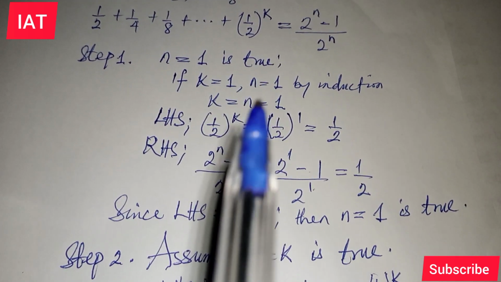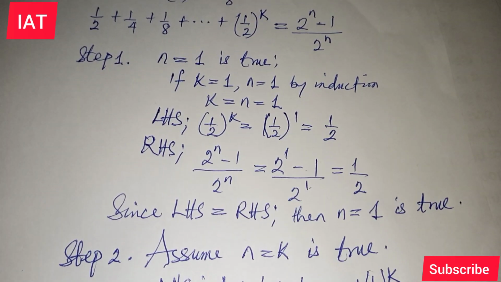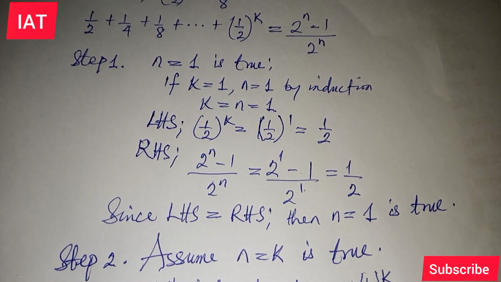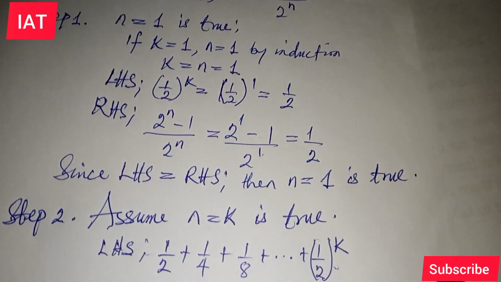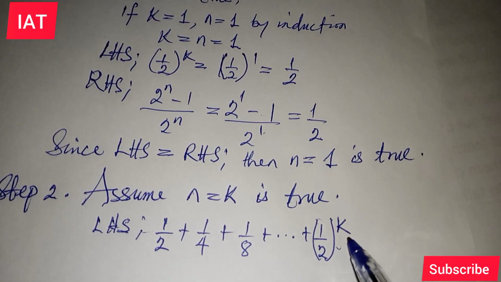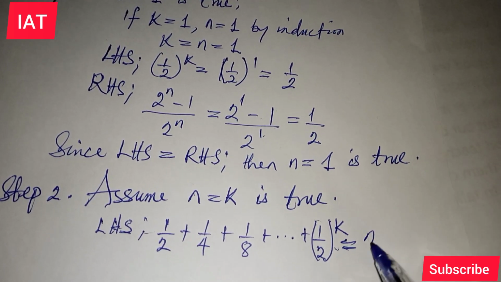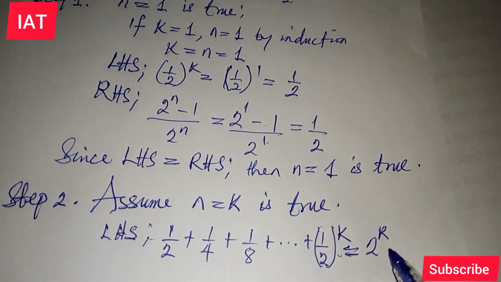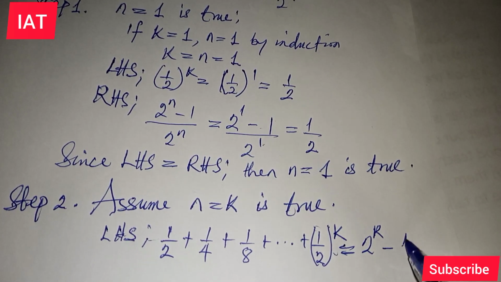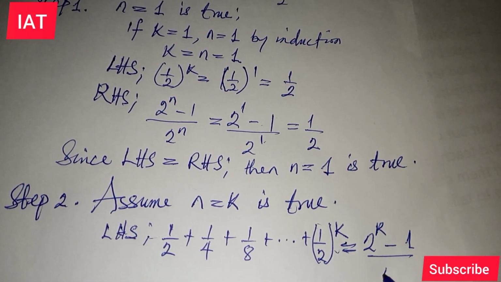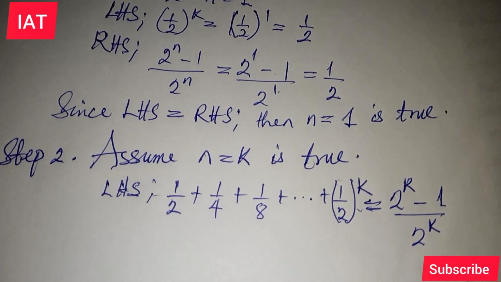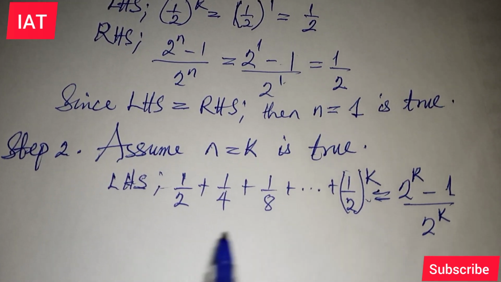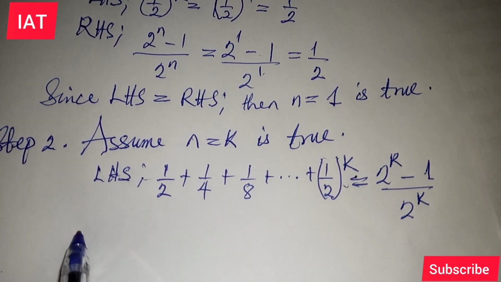If it were to be n, you would have changed it to k, but since it is k, you just leave it that way. On the right hand side too, anywhere you see n there, you replace it with k. So we have this equal to the right hand side, which is 2 to the power of k minus 1 all over 2 to the power of k.